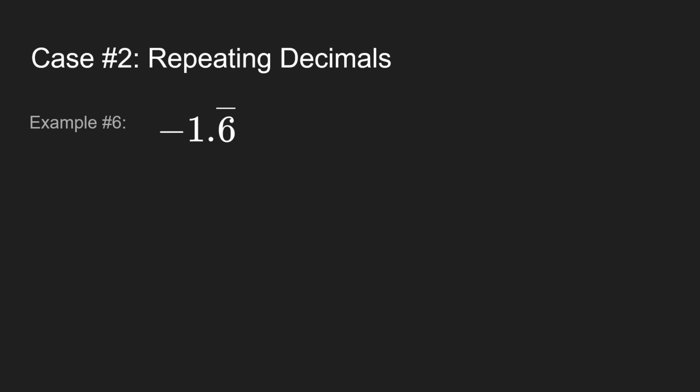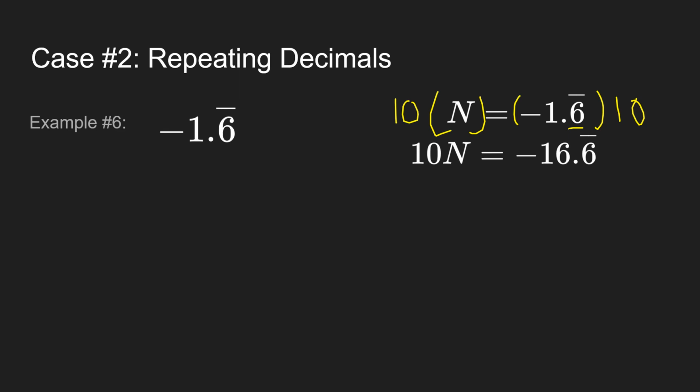Then our next example is negative 1.6 repeated. So let's set up our equation n equals negative 1.6 repeated, and since 6 is the only digit that repeats to the right of the decimal, we'll multiply both sides by 10, which gives us the equation 10n equals negative 16.6 repeated. Then we will subtract n from the left side and subtract negative 1.6 repeated from the right side. Notice that this one is positive, and that is because negative 1.6 repeated just gives us 1.6 repeated. So we're subtracting n from the left side and we're adding 1.6 repeated to the right side.